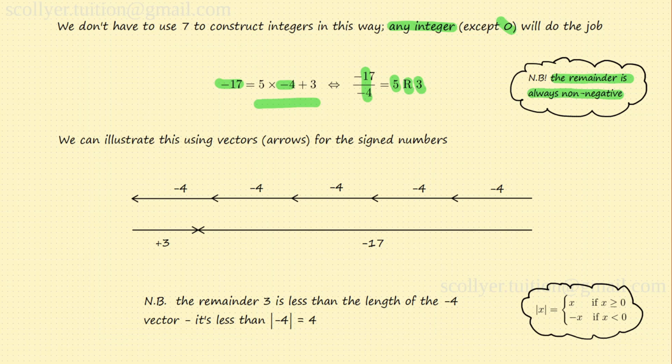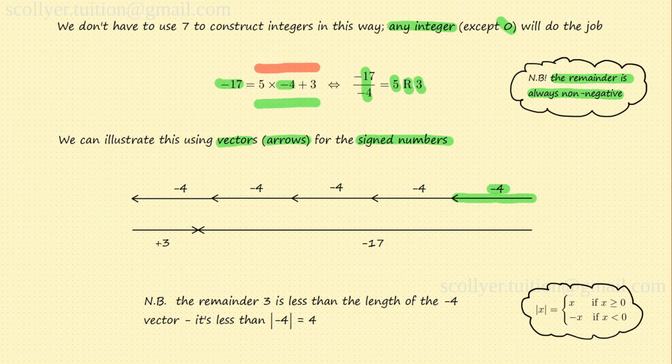And we can see how this works using the illustration here, where we represent the signed numbers as vectors, as arrows. So minus 4 is an arrow pointing to the left of the number line. So we want to construct minus 17 from minus 4, and we have to do so by repeated addition. This is what this formula is telling us, and we need to end up with a positive remainder.